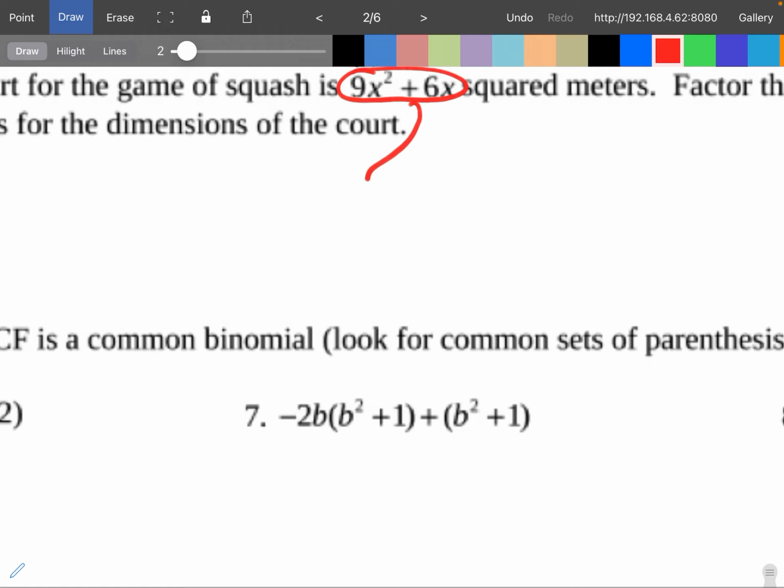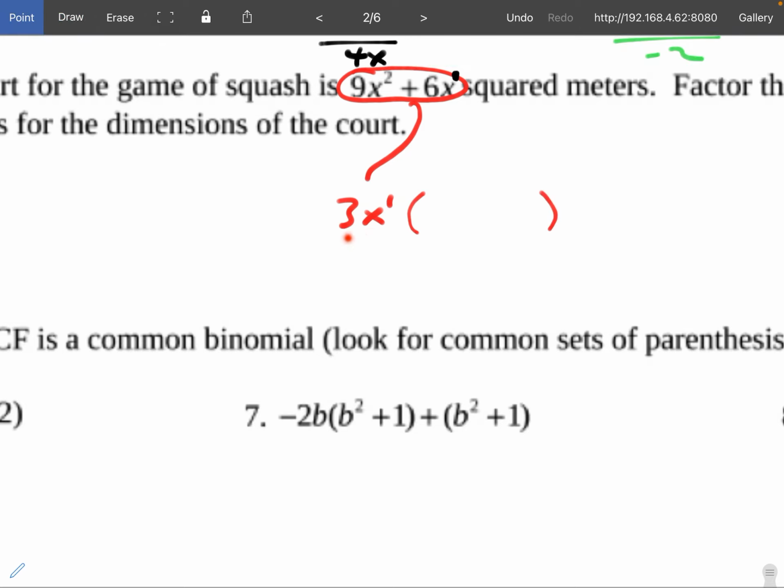So what's the largest number that divides evenly into 9 and 6? 3. A 3. And then is there an x in both terms? Yes. So that's a part of our greatest common factor. And then what's the lowest power that it appears to? It's the first power, which would be right here, right? So that's going to be an x to the first. And then we're just going to fill that in.